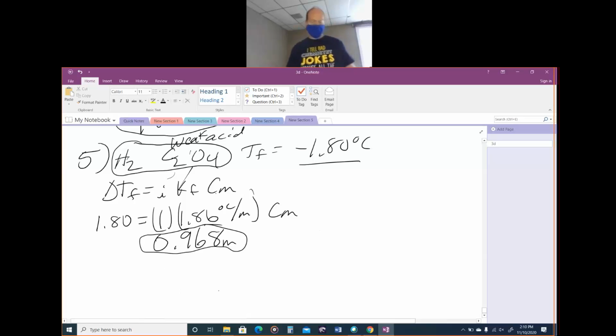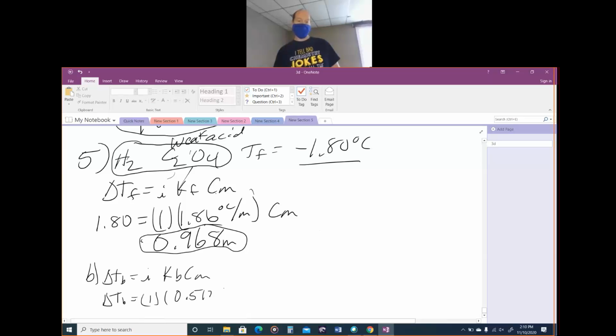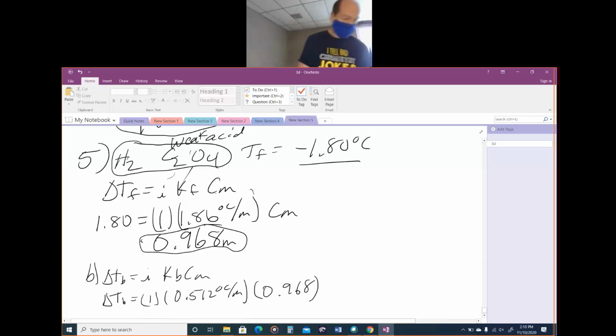All right, part B, calculate the boiling point. All right, so your boiling point elevation is your i value 1, Kb, look it up, 0.512. We just calculated the molality, 0.968. And you get 0.495.